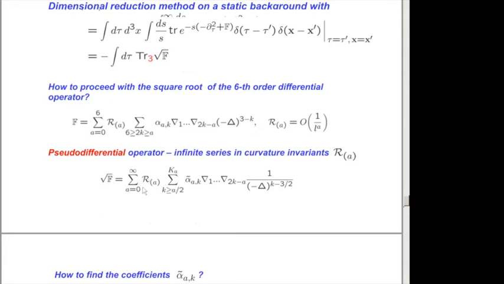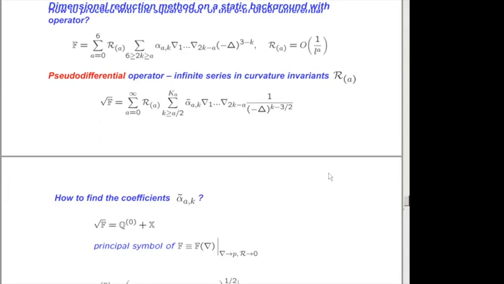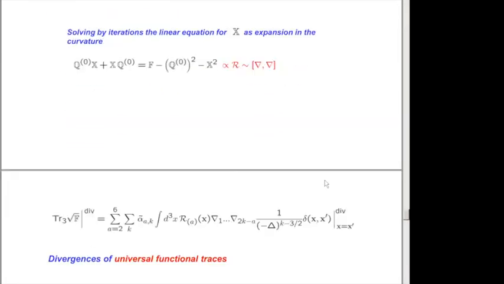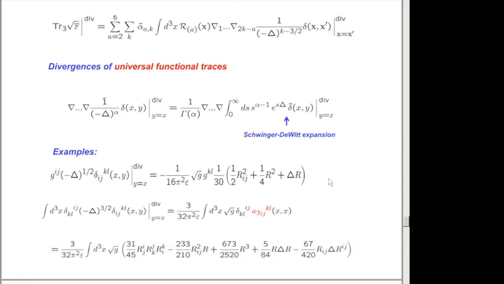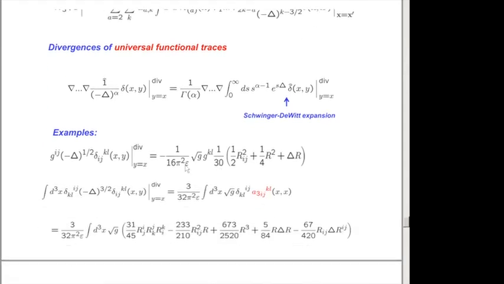actually, because we know that these curvature structures are at maximum cubic order in the curvature. And therefore, you can calculate this finite number of terms, but this finite number of terms is rather huge. For example, you see this 3-dimensional functional trace of the square root of this operator has the structure of a sum of such universal functional traces. And examples of these functional traces are given for 2 cases here.